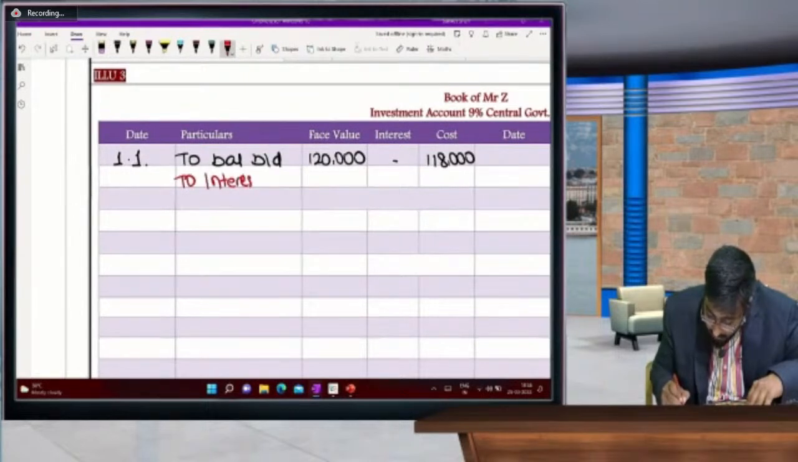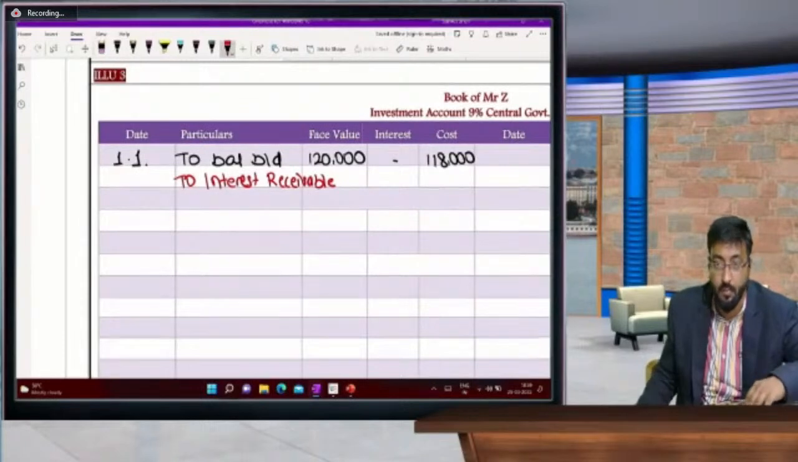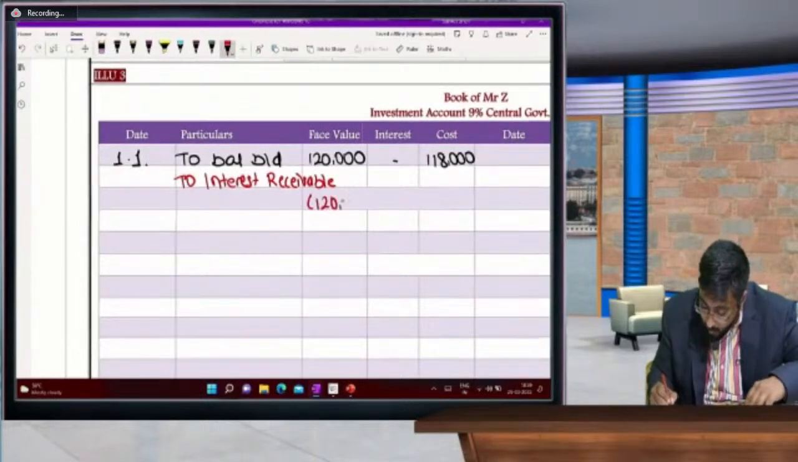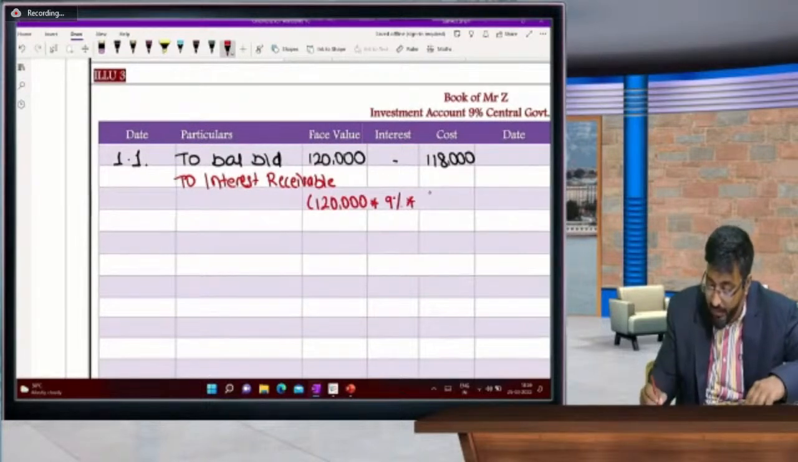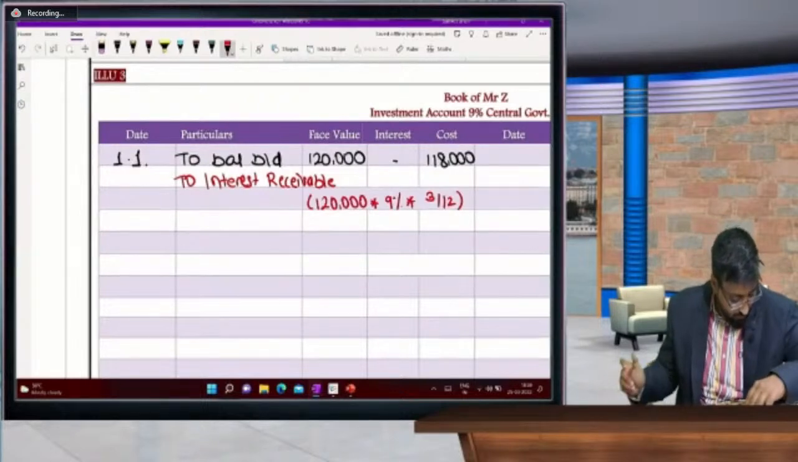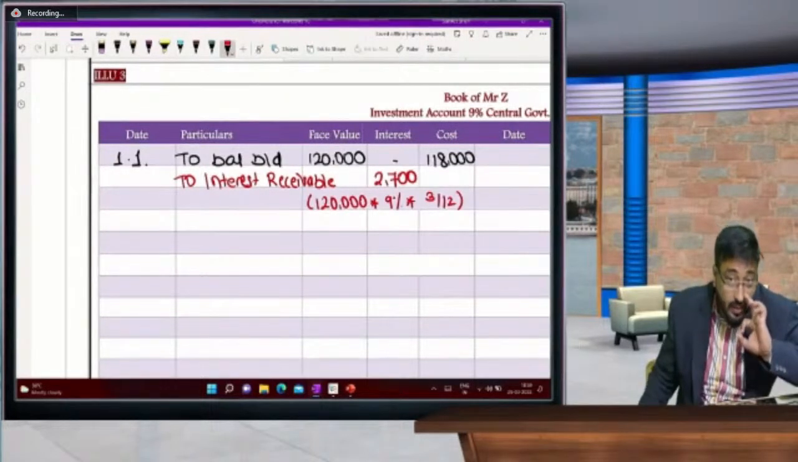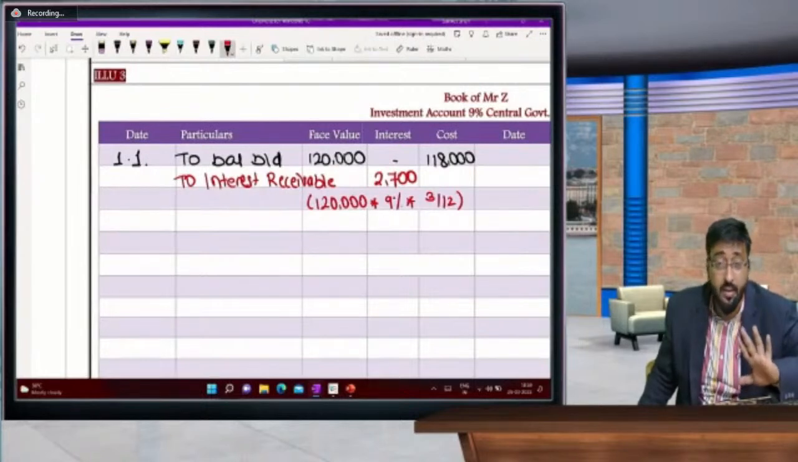To interest receivable. 1,20,000 into 9% into 3/12. Yes, beta. 2,700 red pen. Correct, che? Please don't write it. Understand it. Anything difficult now? No. Second one.